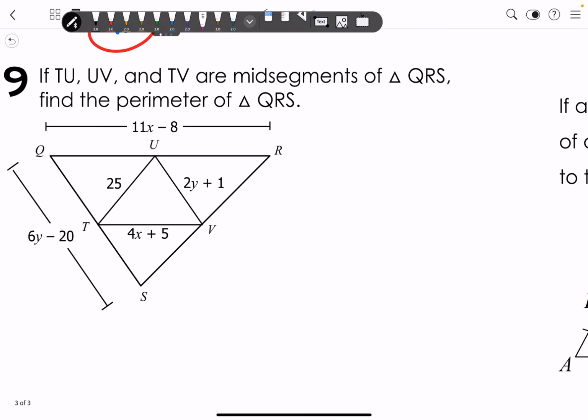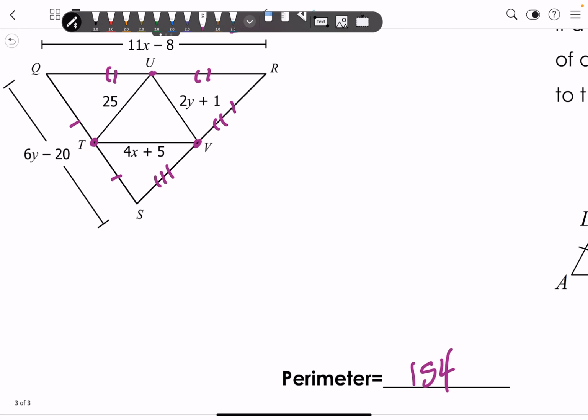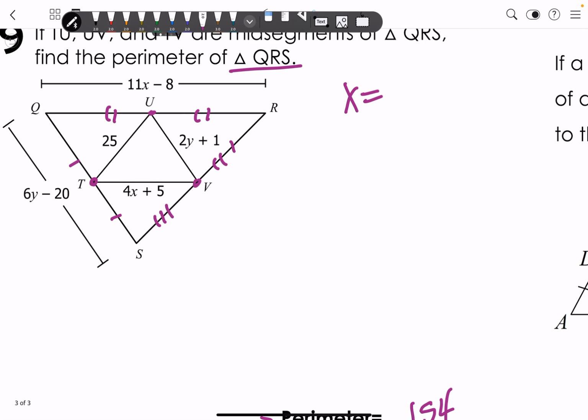All right, if TU, UV, and TV are mid-segments, meaning these are midpoints, so draw your congruency markings of triangle QRS, and then you're going to have to find the perimeter of triangle QRS. Remember, I've told you it's going to be 154. You have to tell me what x is equal to and what y is equal to and how I got there. You have to show me the work this time.